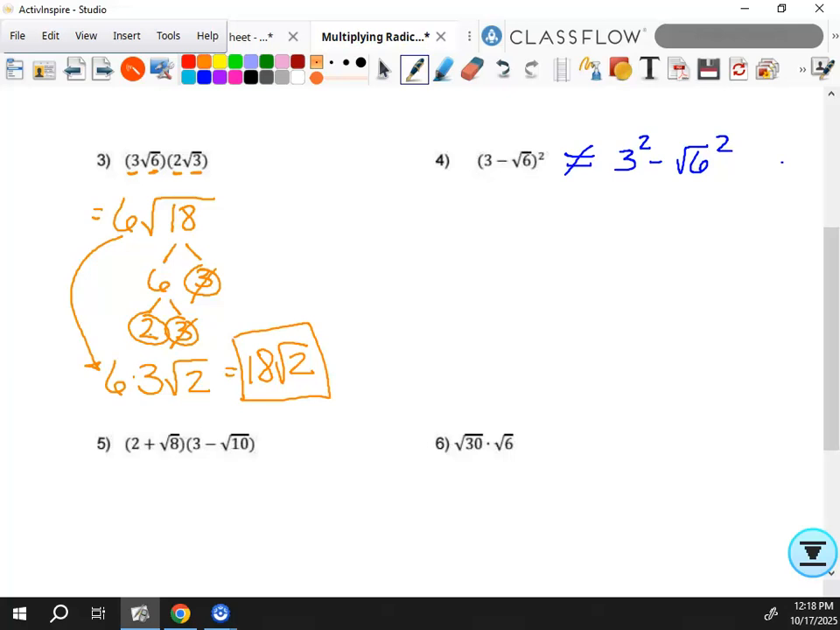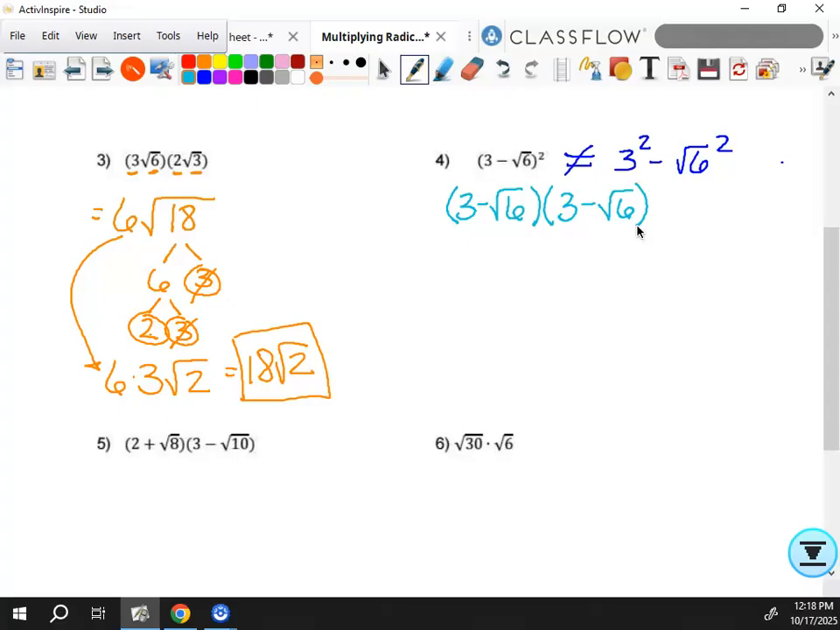Okay. So then on 4, we know what we can't do, right? What you should do if there's more than one term is to rewrite it like 3 minus the square root of 6 times 3 minus the square root of 6. Okay, does that part make sense?